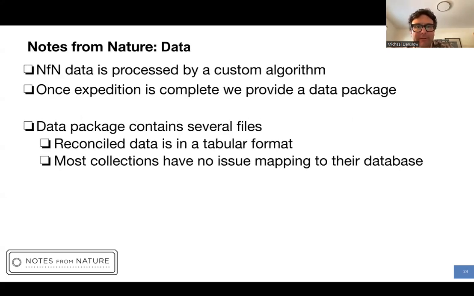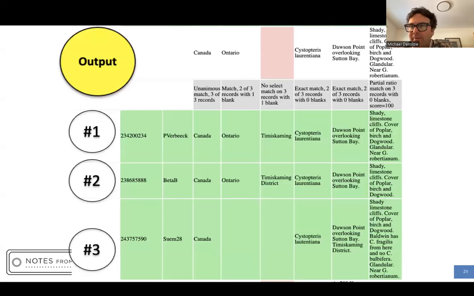So these are basically processed via custom algorithms. I'm going to try and walk through this example somewhat succinctly here, but the top row with yellow is basically the output that you would get, okay? Each row here labeled 1, 2, 3 are the individual entries by a volunteer, okay?